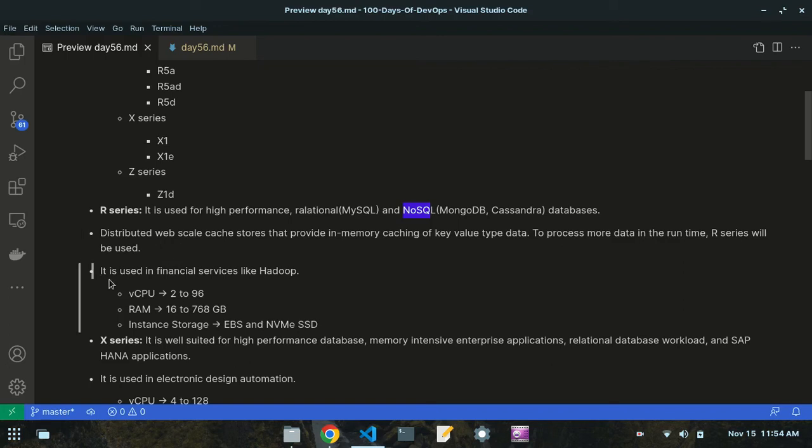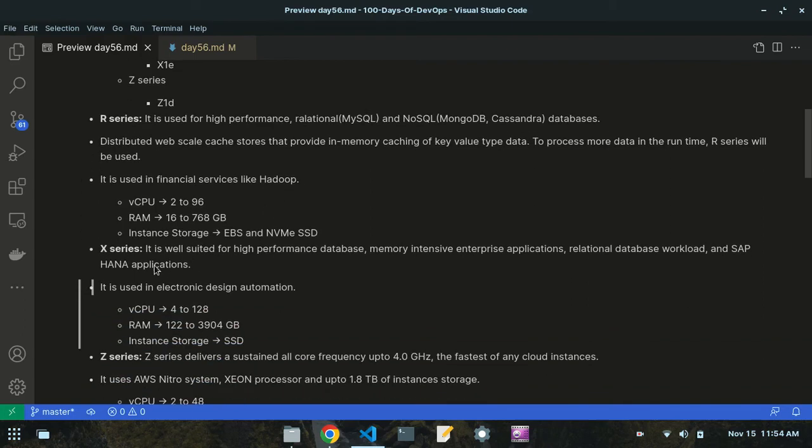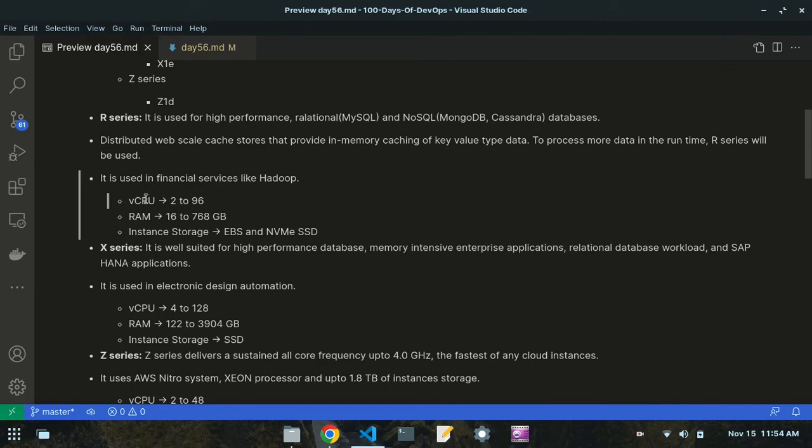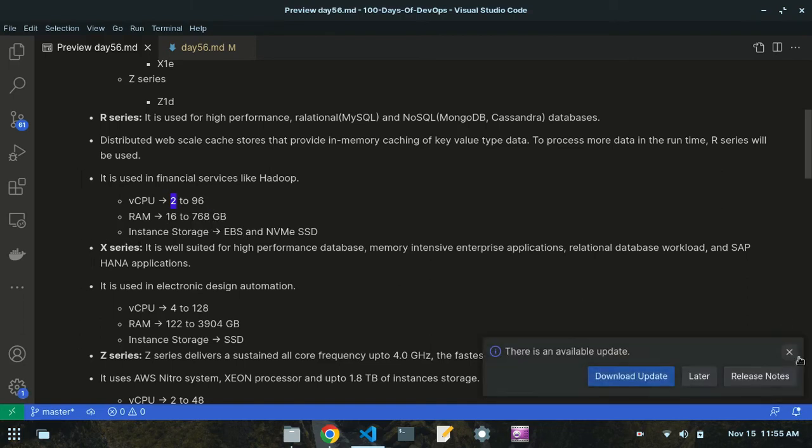It will be used in financial services like Hadoop. This is a famous tool nowadays in big data. I don't know much about Hadoop, but I know that it is used for big data and data science. So it is used there in Hadoop and big financial services. After that, these are the specifications of the R series: the virtual CPUs range from 2 to 96, the RAM ranges from 16 GB to 768 GB, and the instance storage is available in EBS and NVMe SSD.